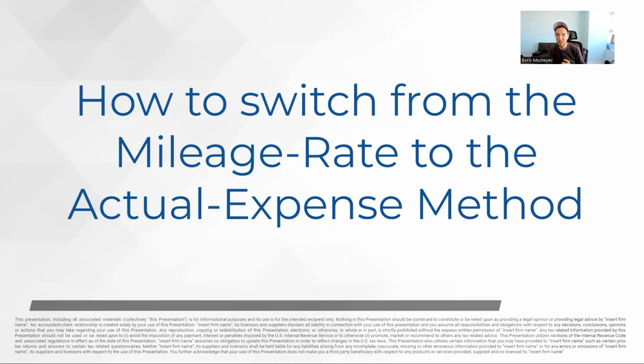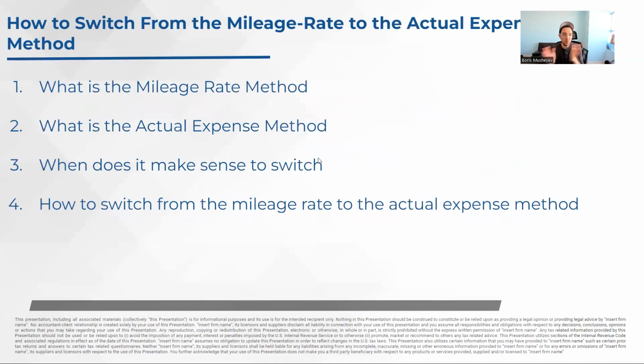But really, let's get right into it. So, how to switch from the mileage rate to the actual expense method? Well, we're going to cover four things here. Number one, what is the mileage rate method? What is the actual expense method? That's the second thing. The third thing, when does it make sense to switch? First of all, I'm going to teach you how you can deduct your personal auto expenses, and then which methods, actual or standard. Then we're going to talk about can you switch in between, when does it make sense to switch from one method to another, and how to switch from the mileage rate to the actual expense method. So we're really going to get right into it now.